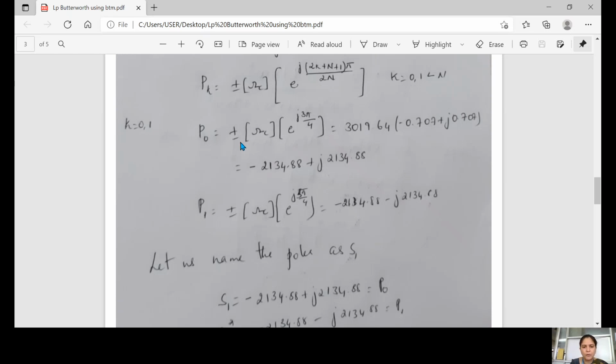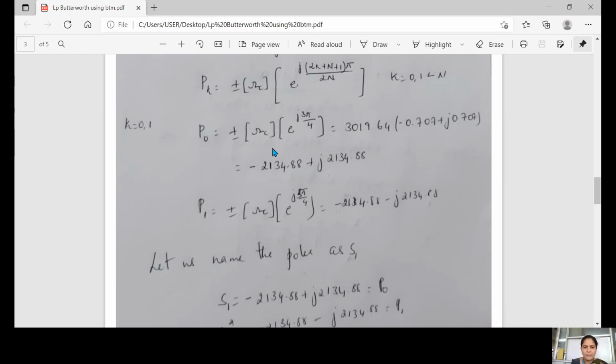So P naught is equal to plus or minus omega C e to the power of j 3 pi by 4. So you will be getting it as minus 2134.88 plus j 2134.88. So you have to calculate P1. When K is equal to 1, P1 is equal to plus or minus omega C into e to the power of j 5 pi by 4. You will be getting it as minus 2134.88 minus j 2134.88.